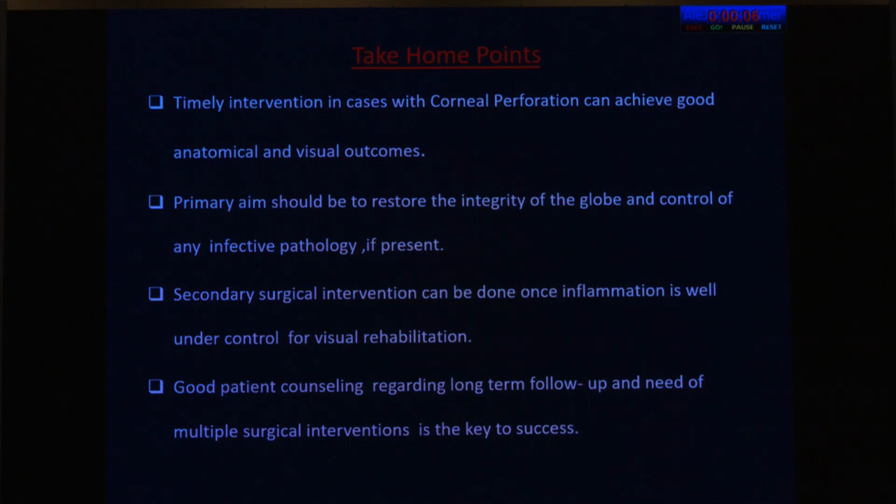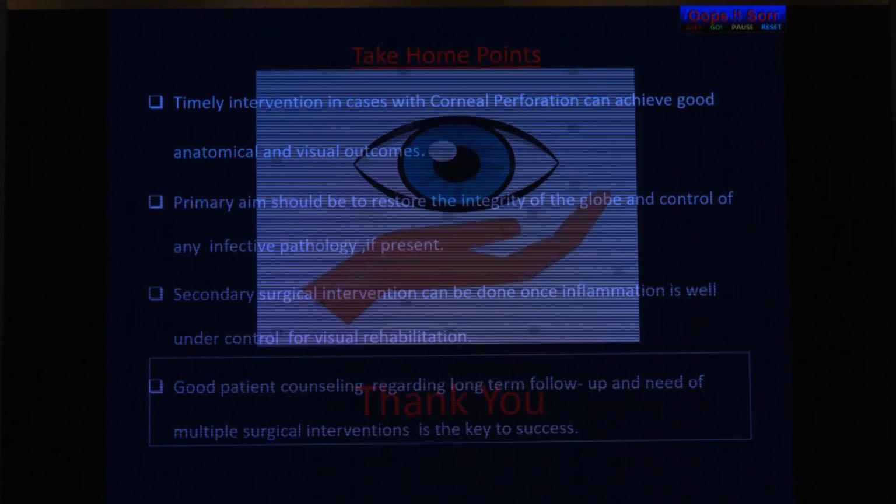Primary aim should always be to restore the integrity of the globe and control any infection if it is present. Secondary surgical intervention can be done once inflammation is well under control. Whatever we do, good patient counseling regarding long-term follow-up and need of multiple surgical interventions is the key to success. Thank you.